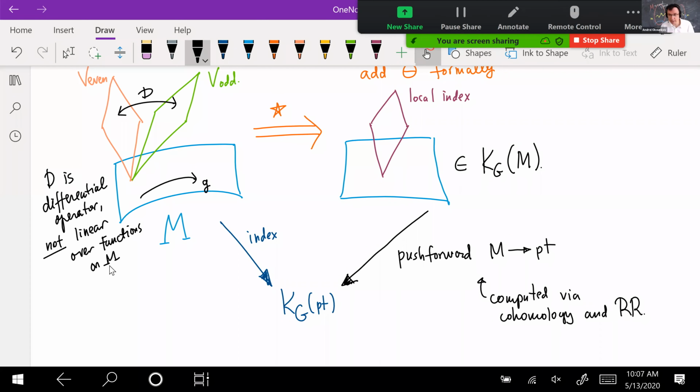A map between vector bundles. A vector bundle is like a family of vector spaces parameterized by points on M. Usually for linear spaces, we study linear operators. An analog of a linear operator in this situation is a map between total spaces of the bundle, made from sections, which is linear over functions on M. Which is not the case here.